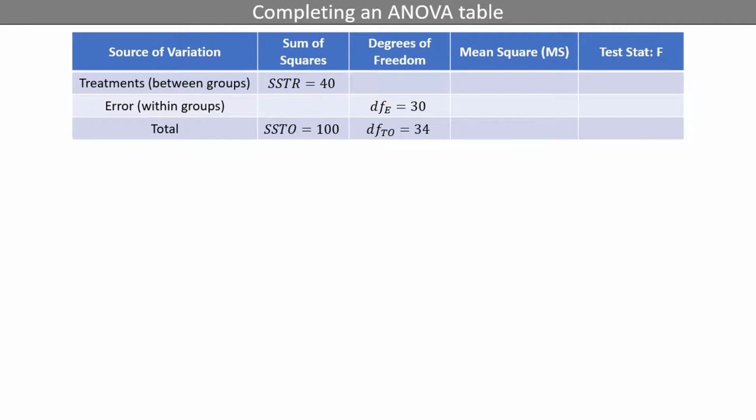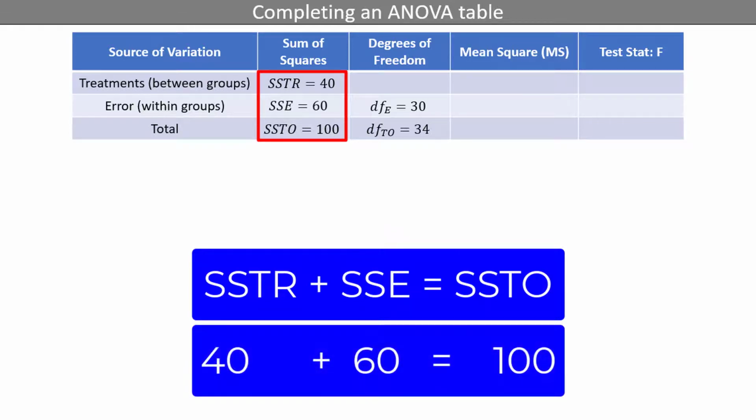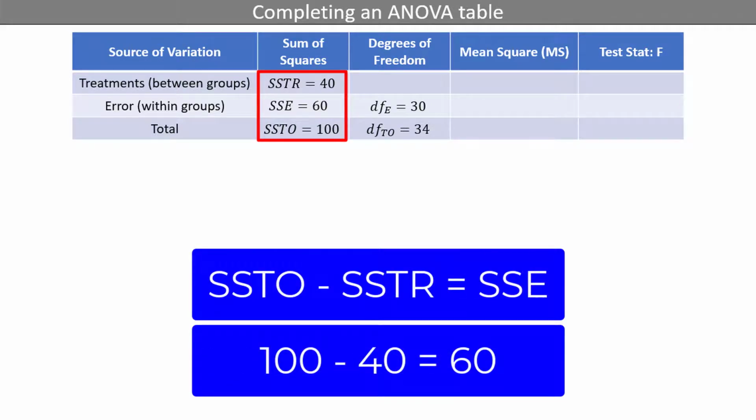Sometimes you might be asked to finish a partially completed ANOVA table, like this one here. It's very simple once you know the formulas. The sum of squares treatment and the sum of squares error must add to the sum of squares total of 100. So that means the missing sum of squares is 60 in this example, as 40 plus 60 is equal to 100. You can also get this by taking 100 and subtracting 40.